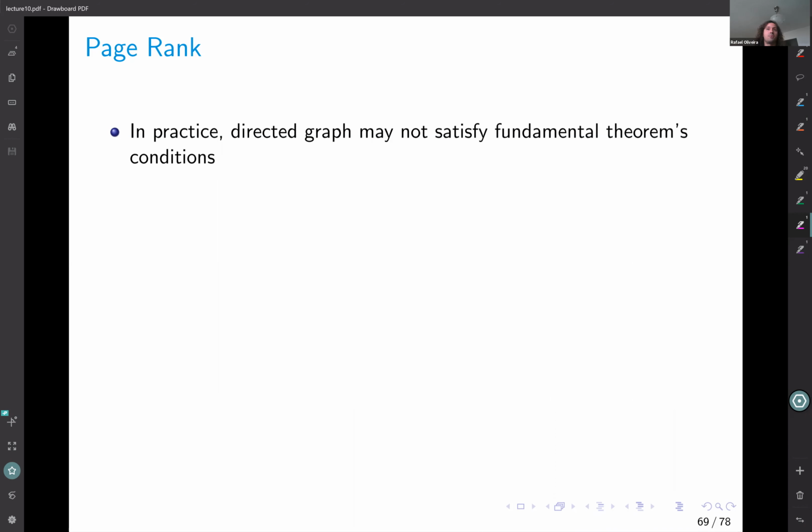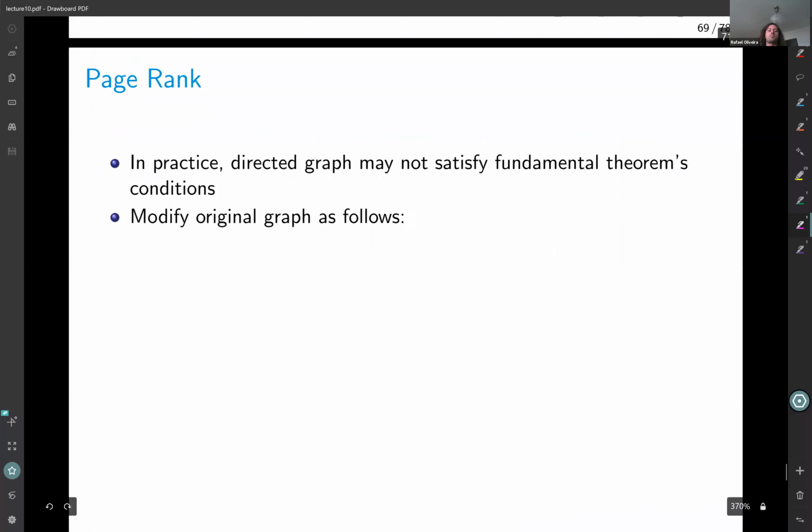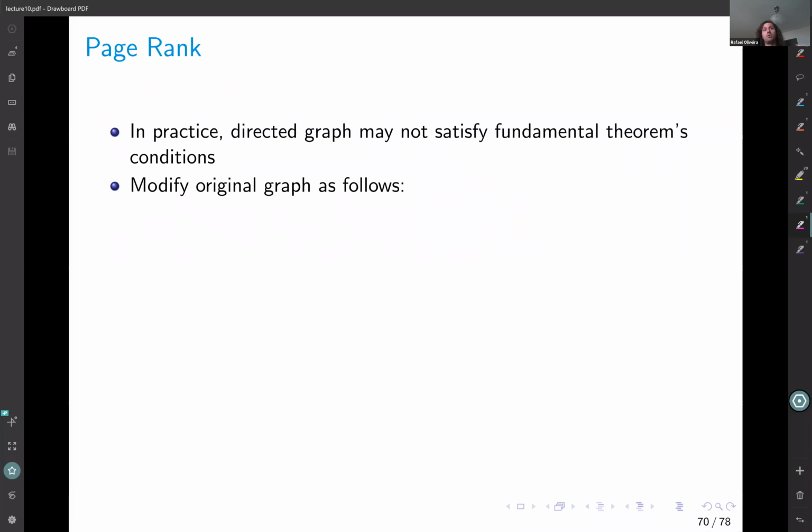And why is that? Because sometimes you have disconnected components. You can have conspiracy theories, right? They are graphs that just refer to themselves and don't link to the real world. And then you may have sinks, websites that have no other links, so they don't link to anybody. So how do we modify this graph?